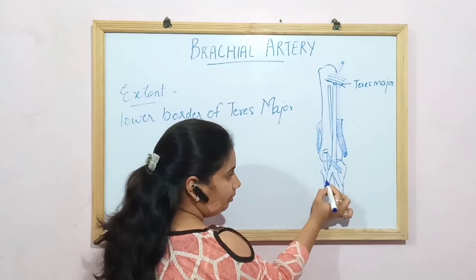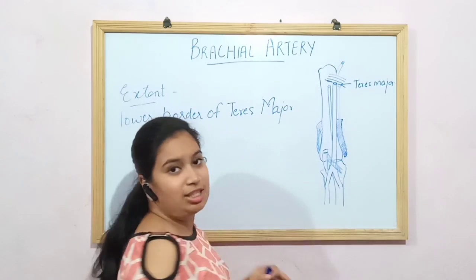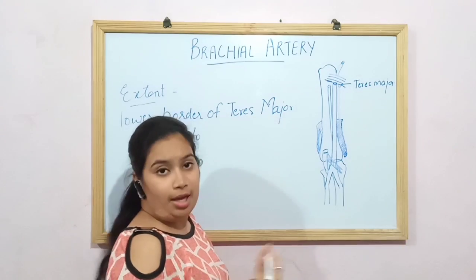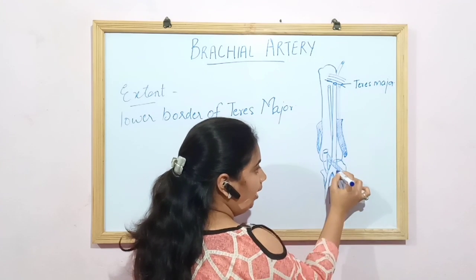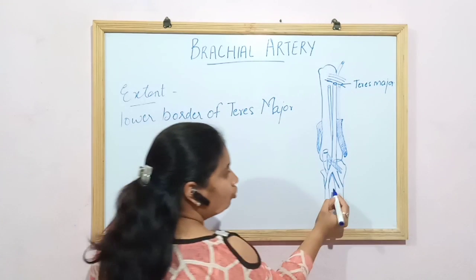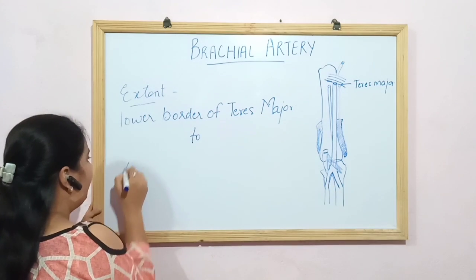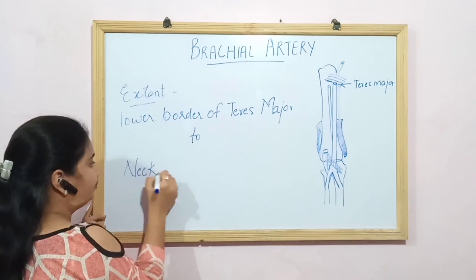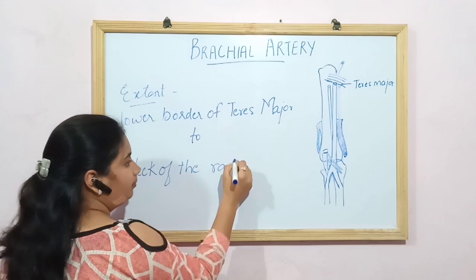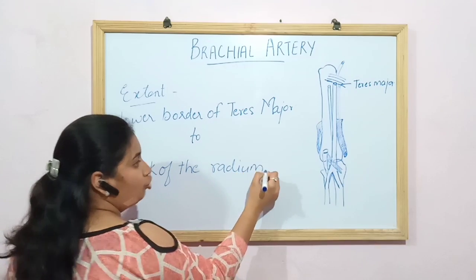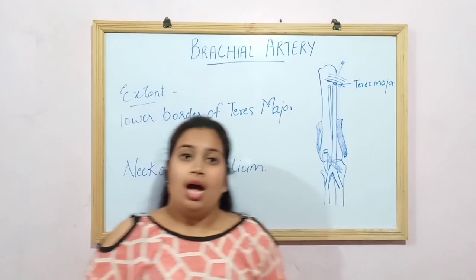Look here, this radial artery is coming downward, bifurcating over at the elbow joint. I will explain you this in the video, and dividing into two, radial artery and ulnar artery. So this is ending at the neck of the radius, at the elbow joint, just medial to the biceps brachii tendon.